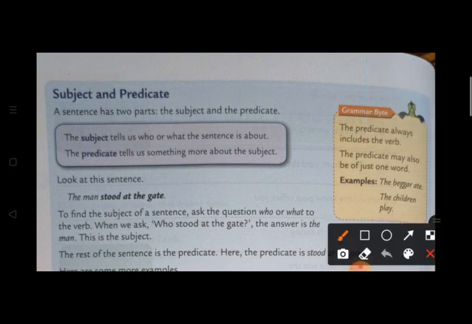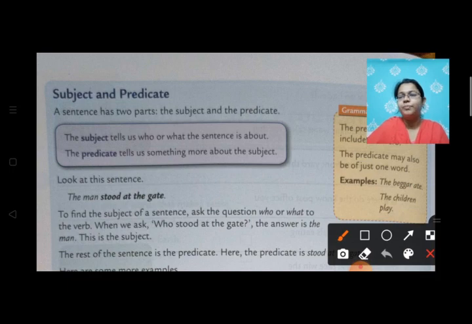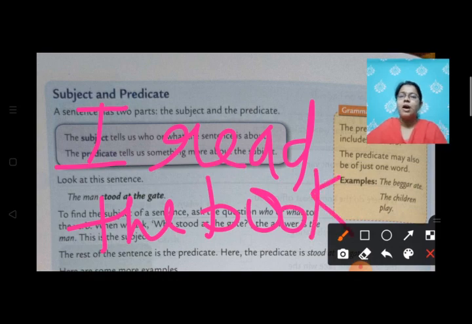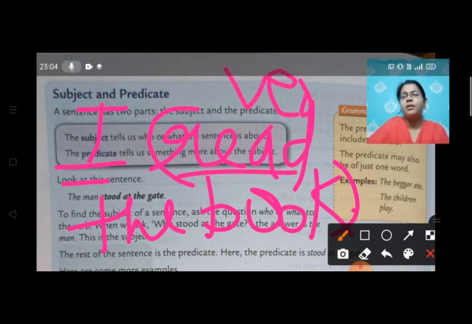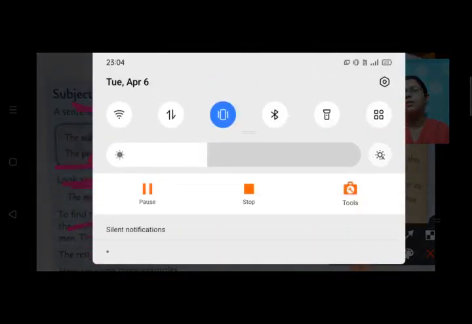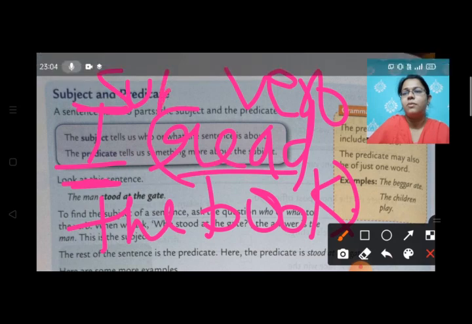For example, if I say, I read the book, right? Now here who is reading the book? I. So here what is read? It is the verb which shows the action, reading. And who is carrying out that action? I, that means me, I am carrying out that action. So I is your subject. Okay.